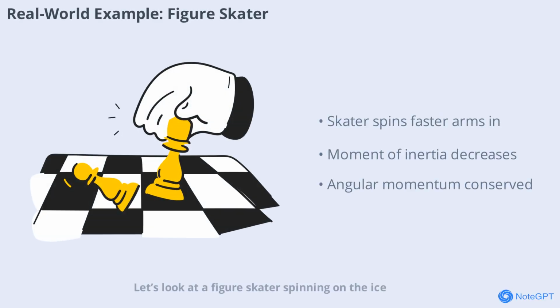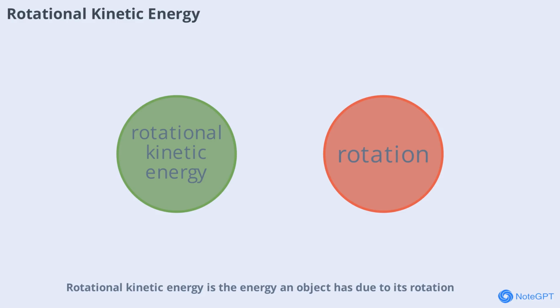Let's look at a figure skater spinning on the ice. When the skater pulls their arms in, they spin faster. This happens because pulling in the arms reduces the moment of inertia, so the angular velocity increases to conserve angular momentum. This real-world example beautifully demonstrates the principles of rotational dynamics in action. It shows how changing the distribution of mass affects rotation, and why understanding these concepts is so important in sports and engineering.